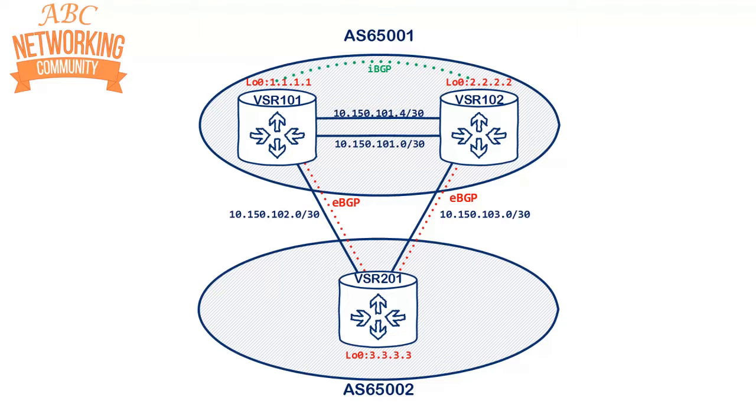Here's the network that I have been using for this video series. I've got three virtual routers, all running on my laptop. What we're going to be looking at is VSR 101. I'm going to be injecting routes onto this device, and we're going to have a look at what that does to the BGP table over on VSR 102 across iBGP.